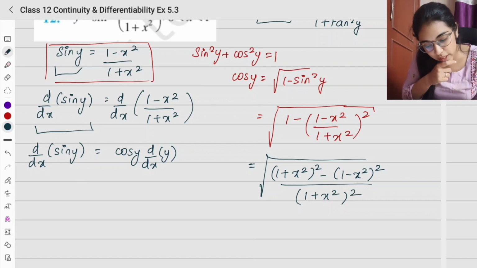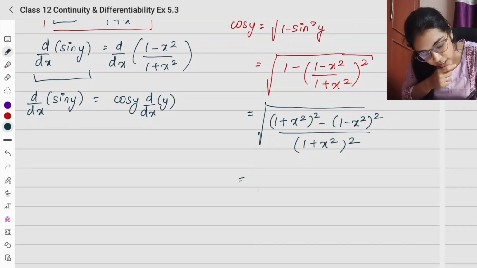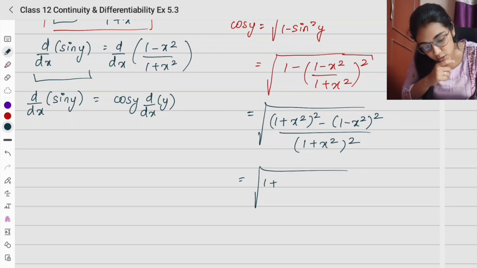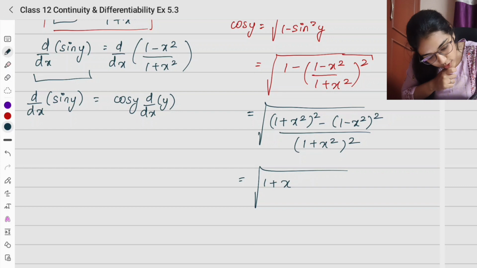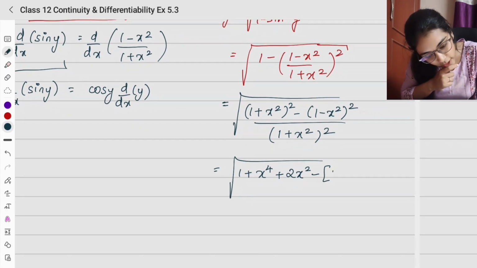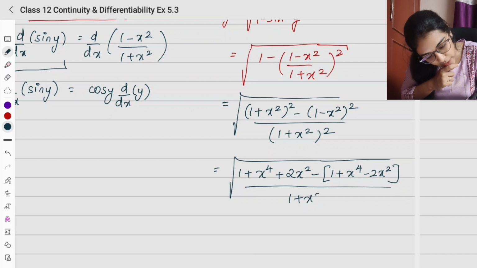Okay. So if we open the numerator, what will we get? I'll have square root of 1 plus 1, a plus b the whole square. Correct? So 1 square plus x square the whole square, so x power 4 plus 2ab, so it is going to be 2 times x square, minus, open a bracket, a minus b the whole square. So I have 1 plus x power 4 minus 2x square. Okay? The whole divided by 1 plus x square the whole square.